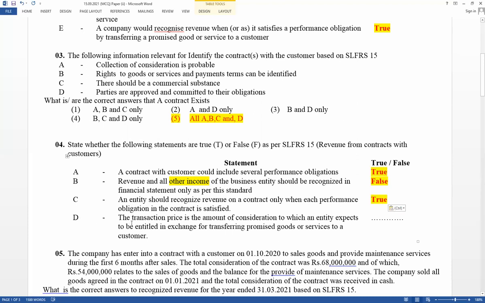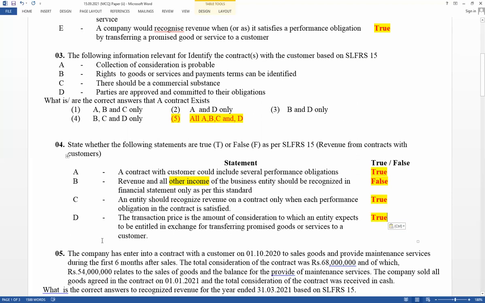Next one, the transaction price is the amount of consideration to which an entity expects to be entitled in exchange for transferring promised goods or services to a customer. That is the definition of transaction price. True. This is the thing they asked last year. Last year's paper, they asked this part.